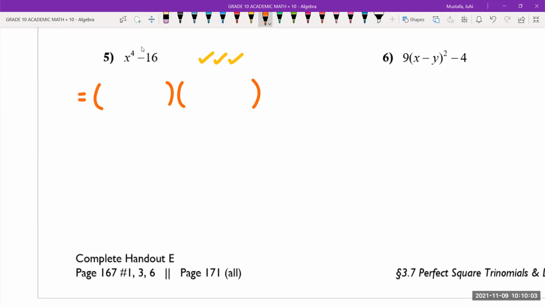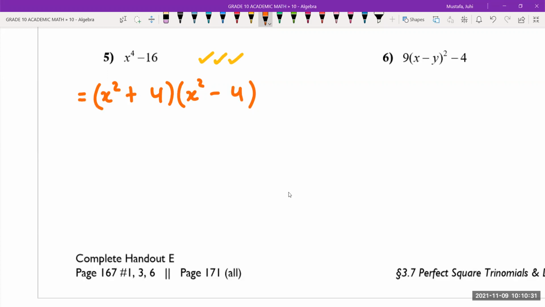What is the square root of x to the power of 4? Excellent. So if you're thinking of 2 numbers that multiply to give you x to the power of 4, it's going to be x squared and x squared. Remember your power laws. When you're multiplying, you add the exponents to get the final answer. The square root of 16 is 4 and 4, and I'm going to put a plus and a minus.